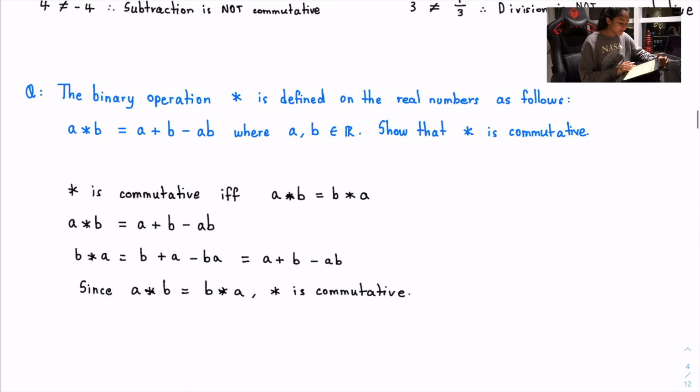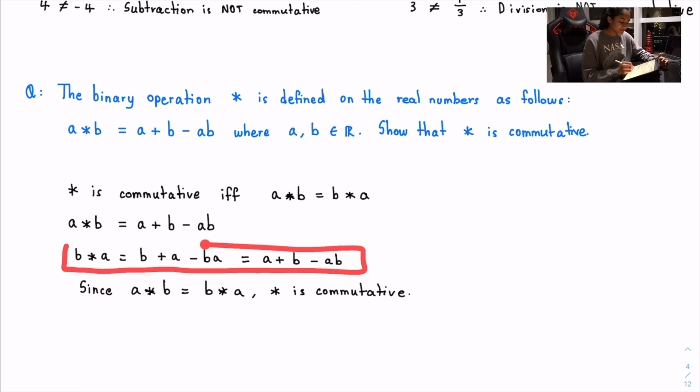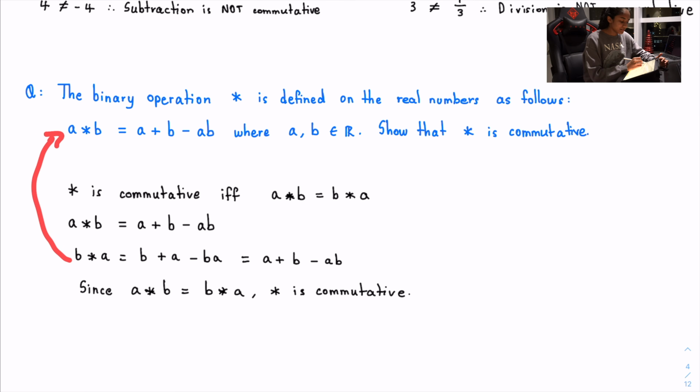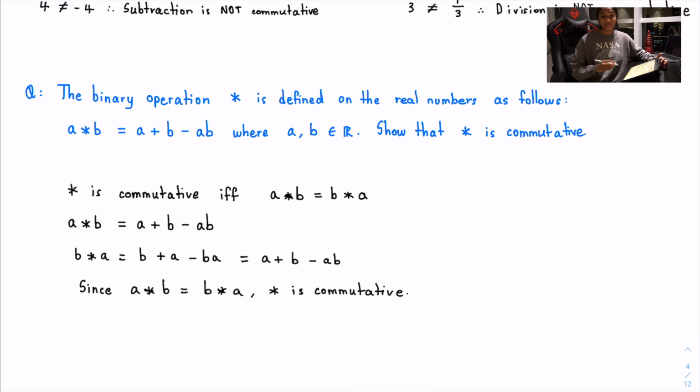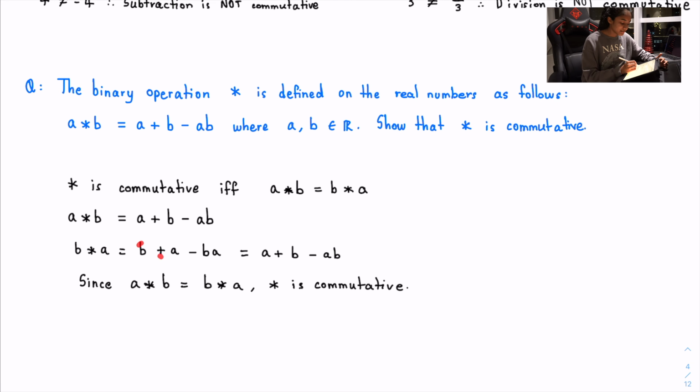Okay? So we were given A star B already. All we need to do is find B star A, and we simply do that by substituting B into A and A into B because of their positions, right? So it would be B plus A minus BA, and then we can easily switch around these because it doesn't matter. Remember, addition and multiplication are also commutative, so it doesn't matter if we switch these around. And you notice that they are equal, and that means that it is commutative. Since A star B is equal to B star A, star is commutative.